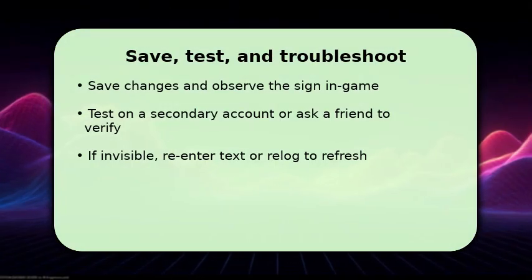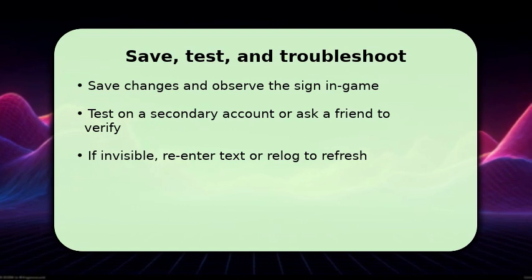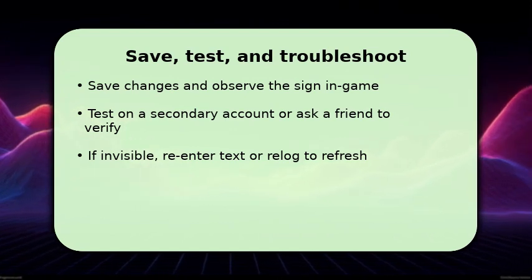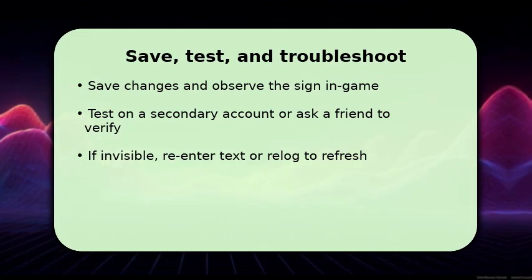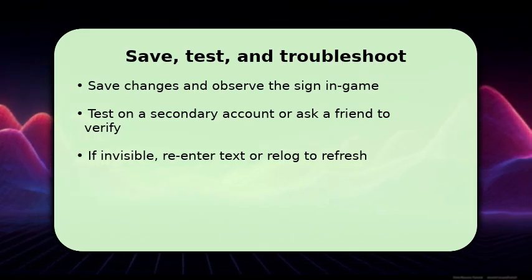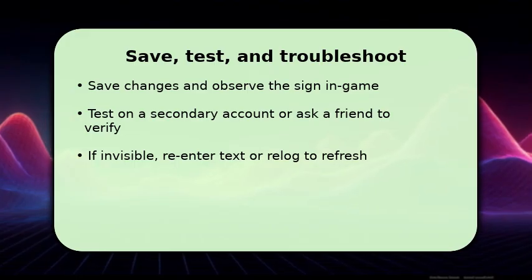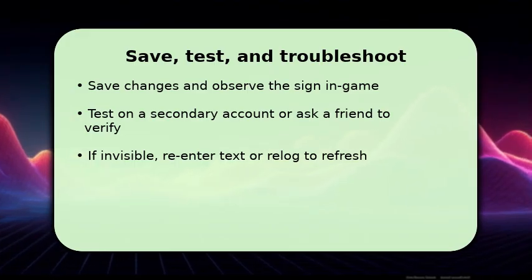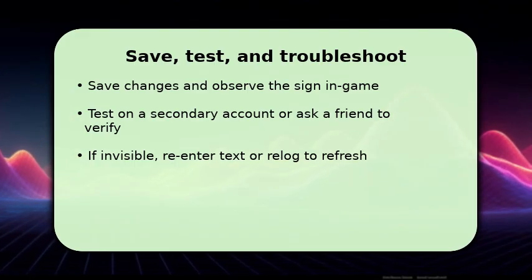Finally, save your edits and step back to view the sign from player perspective. Confirm the number displays correctly and is legible at typical camera distances. If you can, test with a second account or ask a friend to confirm the amount reads as intended. This checks permissions and visibility.